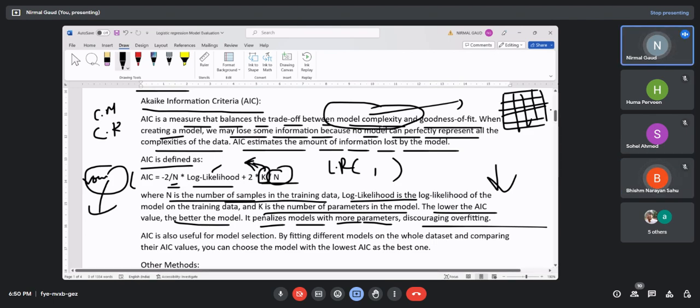The more parameters you use, the more it will definitely lead to overfitting. Why? Because these parameters might be correlated with each other. So obviously it will be an overfitted model.